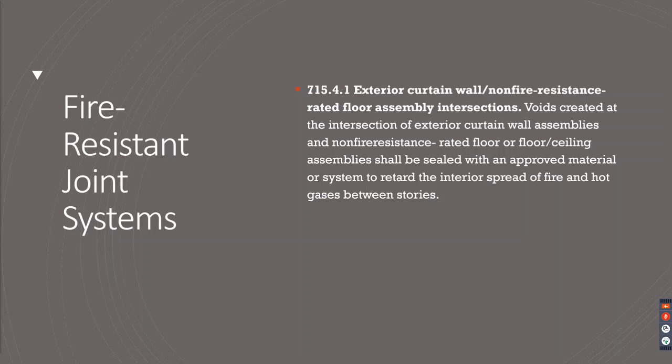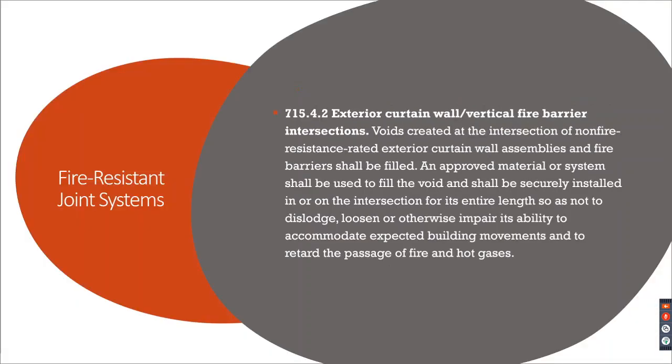And then for the exterior, the voids created between the exterior curtain wall assemblies and non-fire resistance rated floor or floor ceiling assemblies shall be sealed with an approved material or system to retard the interior spread of fire and hot gases between stories. So that's when you don't have a rated assembly. So again, something you're not going to see too much with what we look at.